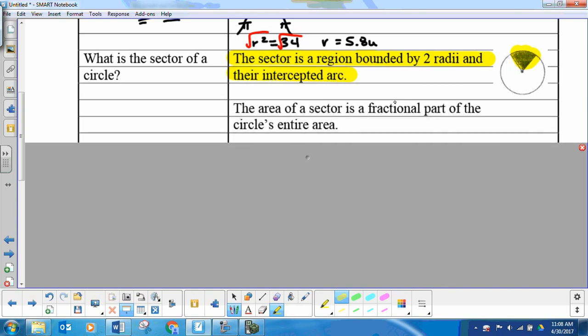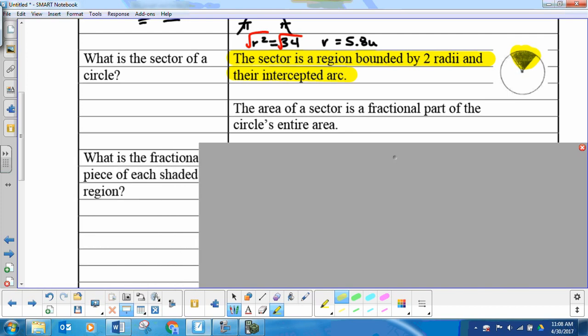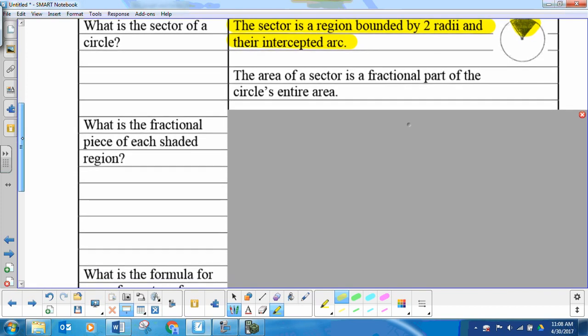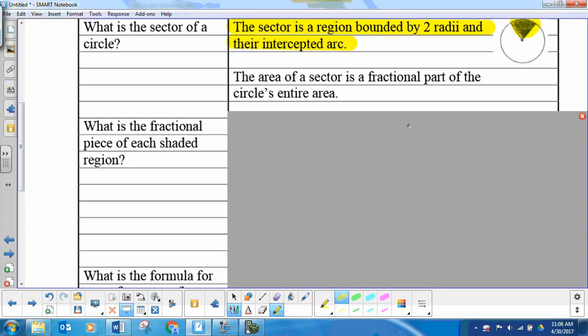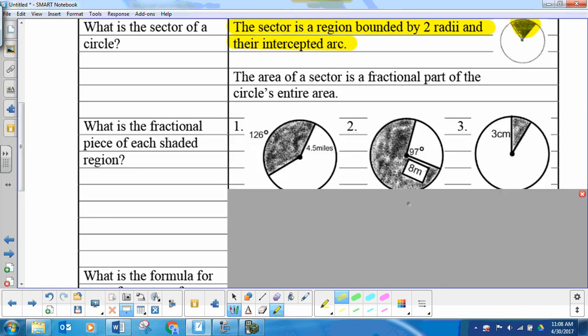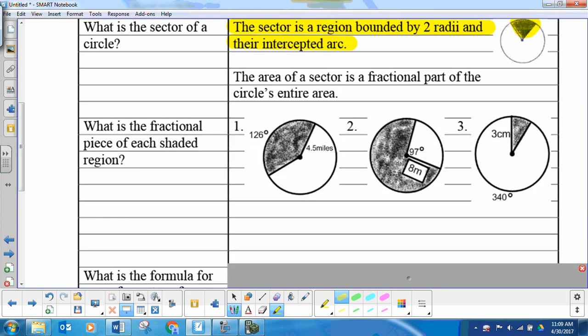The area of the sector is the fractional part of the circle's entire area. Okay, and generally it'll be shown this way. They may also, in a word problem, convey the fact that they're looking for the area of a garden or something like that. But that's what they're looking for. So what does this look like? Let's talk back about our fractional components. Again, we've just pretty much done this before.